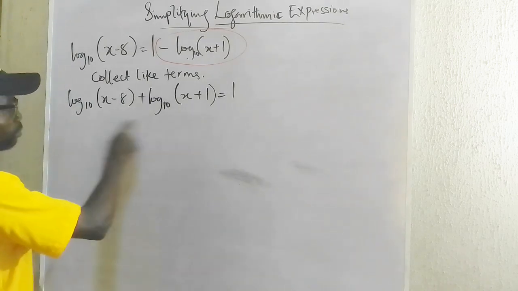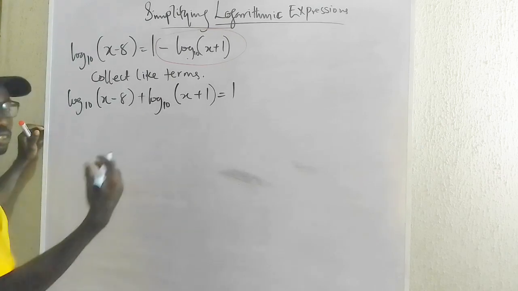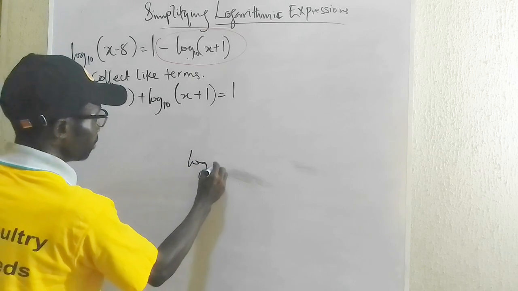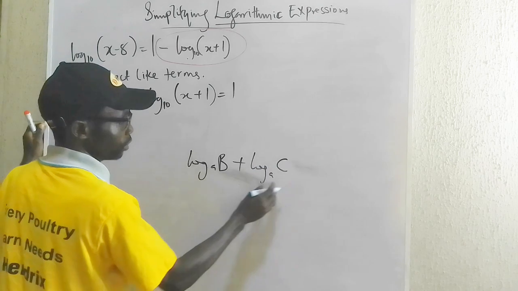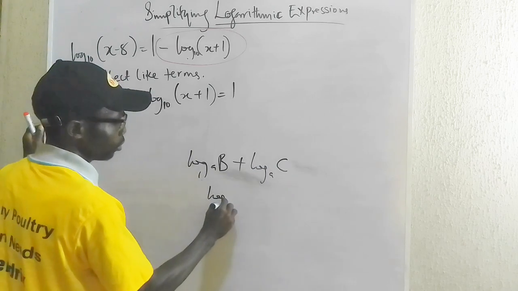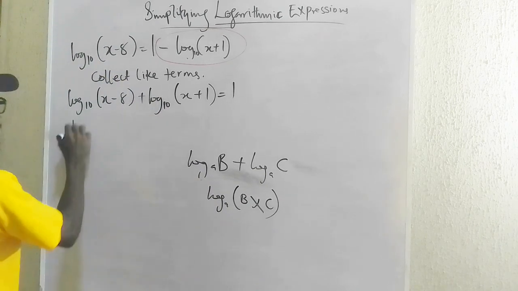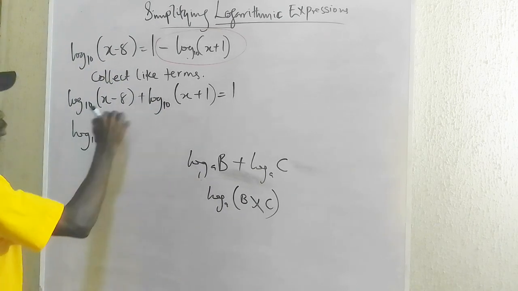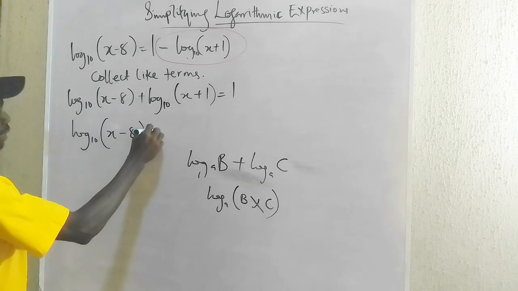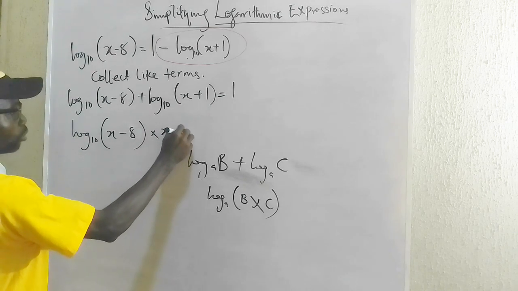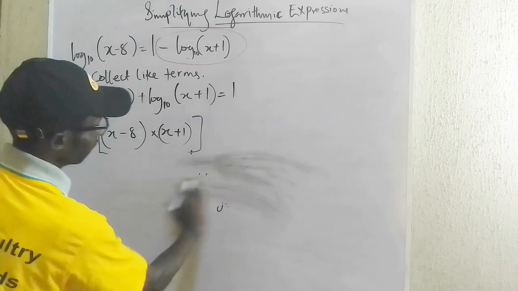So this is now the same. They both have the same sign. So in logarithm, if you have log base A of B plus log base A of C, we bring them together and it becomes log base A of B times C. The same principle applies here: you have log in base 10. By bringing the two of them together, it becomes x minus 8 times x plus 1. So that's what we have.